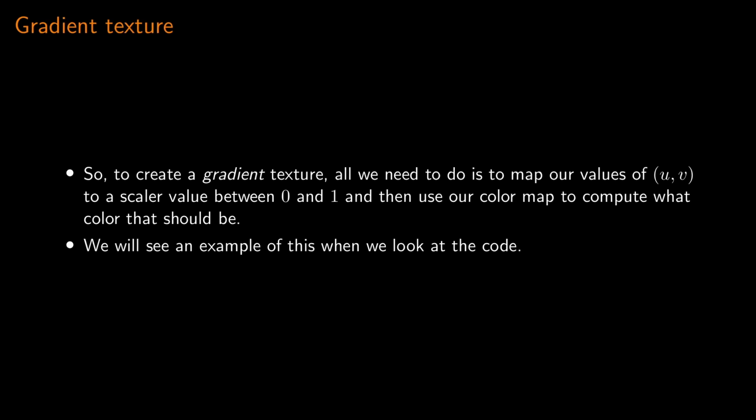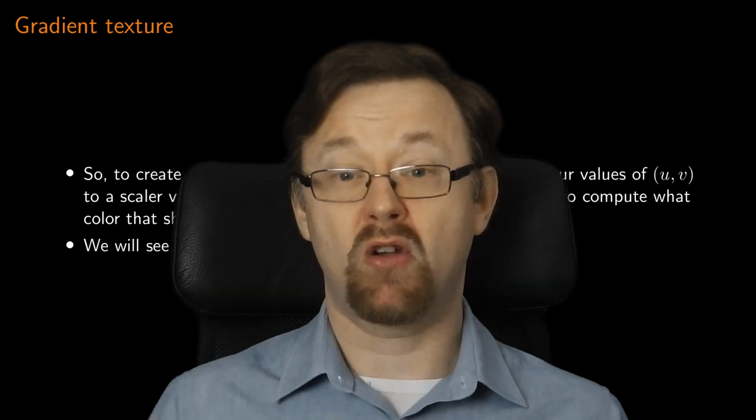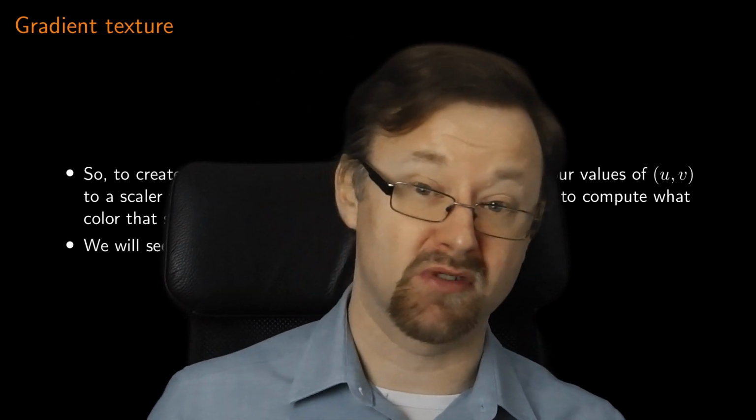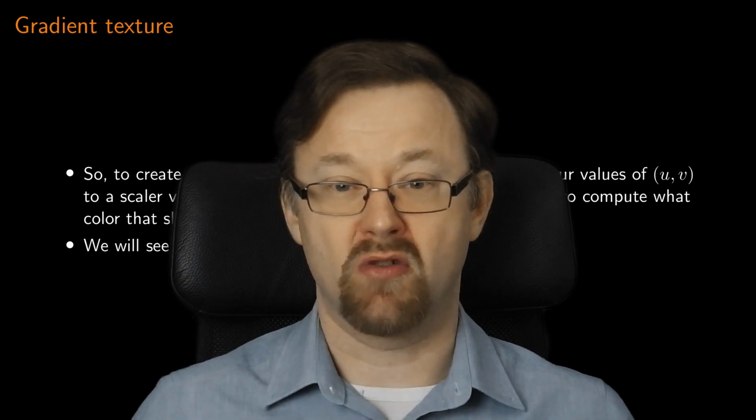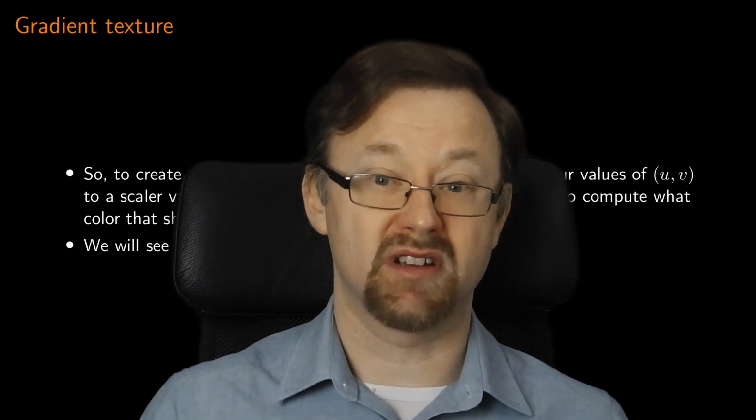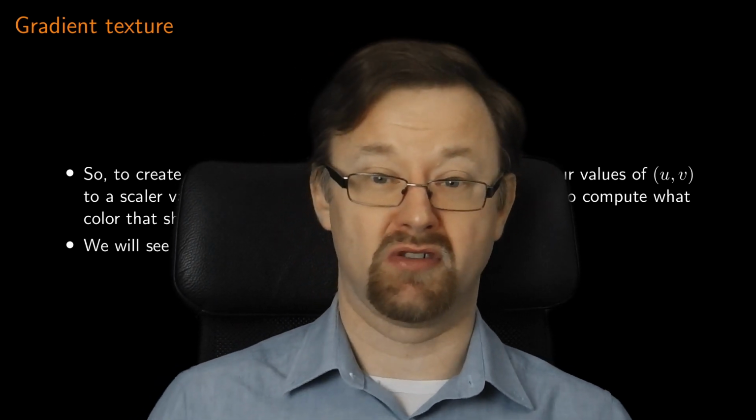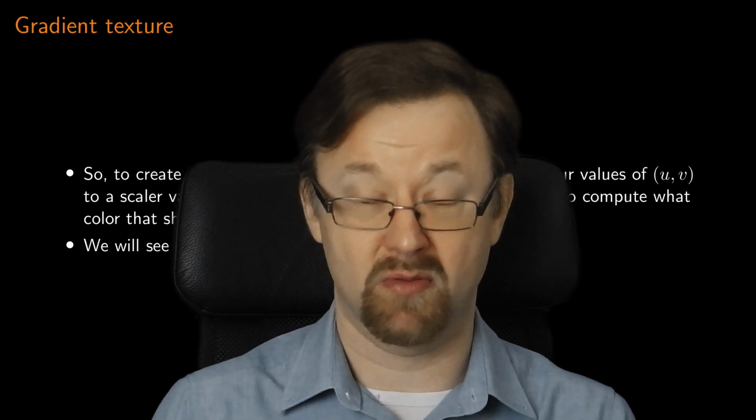Okay, so to create a gradient texture, all we need to do is to map our values of UV to a scalar value between 0 and 1, and then use our colour map to compute what colour that should be. And we're going to see an example of that when we come to look at the code. Okay, so that's really it for the theory that I wanted to cover. There's not too much there, but I think it's important to get this out of the way before we sort of move on to looking at more complicated things to do with procedural textures.